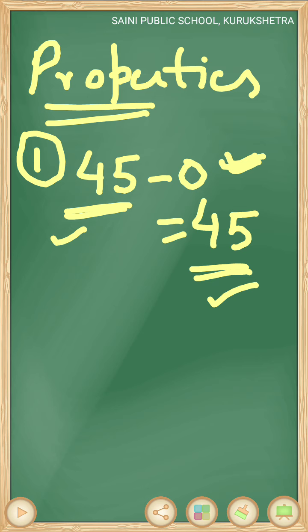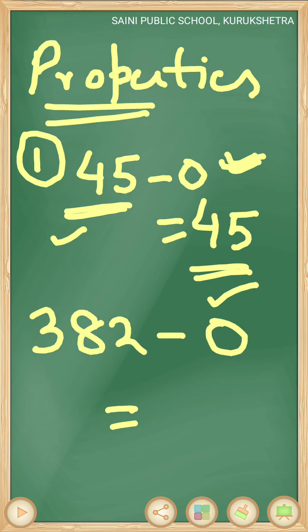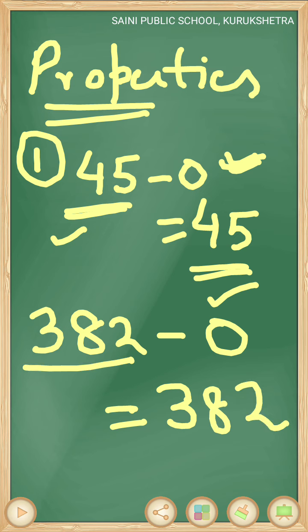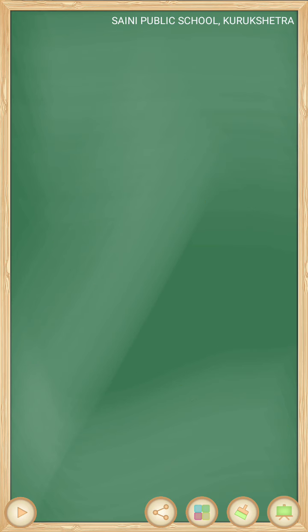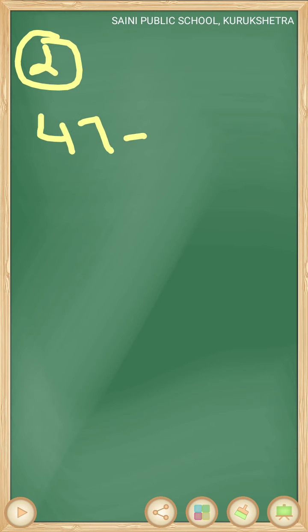For example, if I am taking 3-digit number 382 minus 0, again the result is the number itself. 382 is minuend, 0 is subtrahend, and 382 is the difference. Means first property says if we take 0 as subtrahend, then the minuend and difference are always equal. Now move to second property. Second property says if we subtract a number from itself, then we will always get the difference 0.